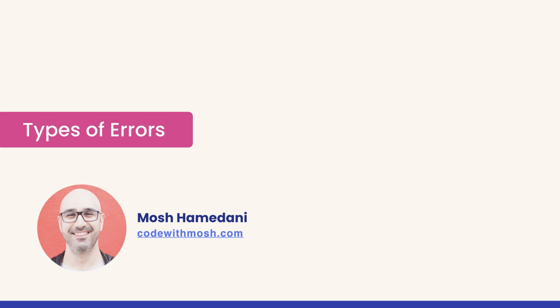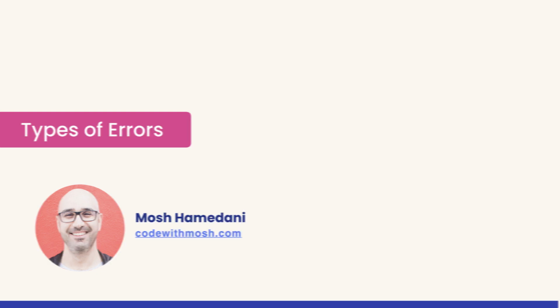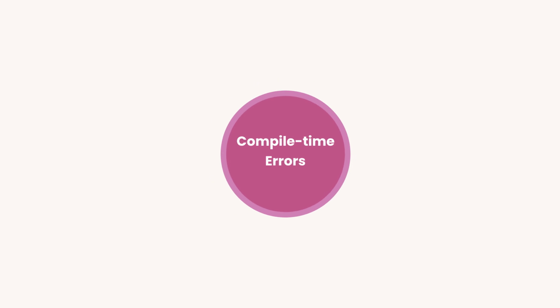As we build Java applications, we encounter two types of errors. Compile time or syntax errors that prevent us from compiling our application. These errors happen when we don't follow the grammar or syntax of Java language. That's why we call them syntax errors.